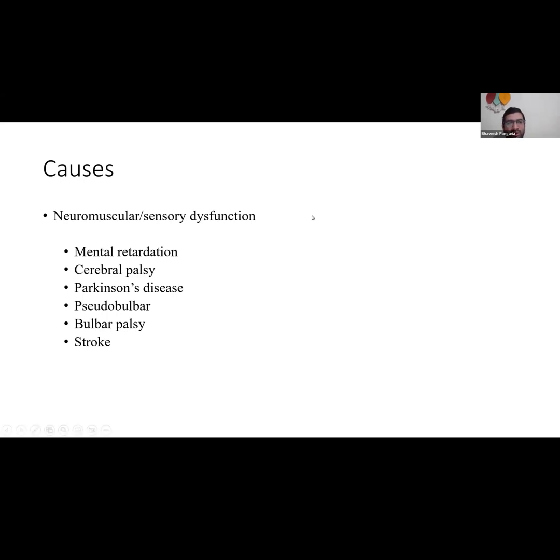Now coming up to the causes of each of these causes which we just highlighted. So neuromuscular and sensory dysfunctions. The main causes are mental retardation, cerebral palsy, Parkinson disease, bulbar palsy, and stroke. Cerebral palsy is one of the most common causes in children, and Parkinson's disease is one of the most common causes in adults.